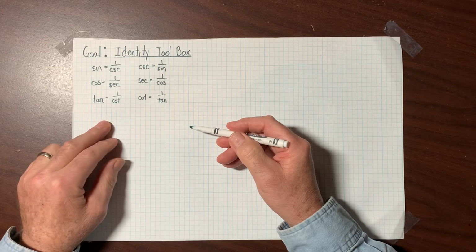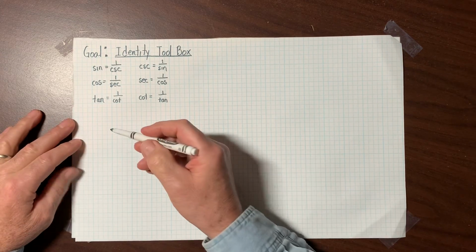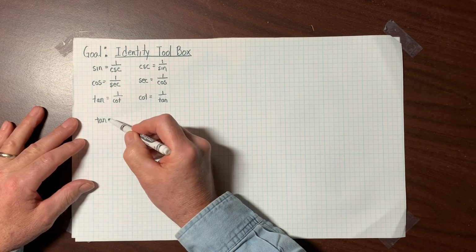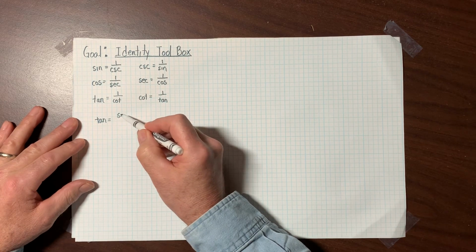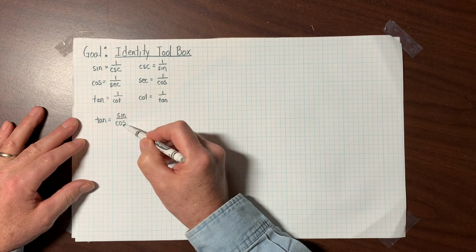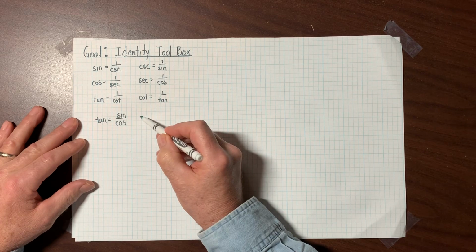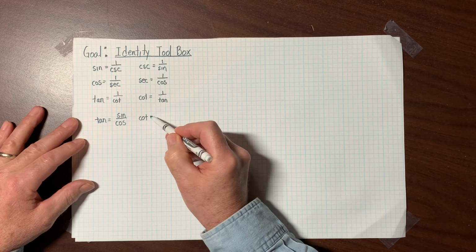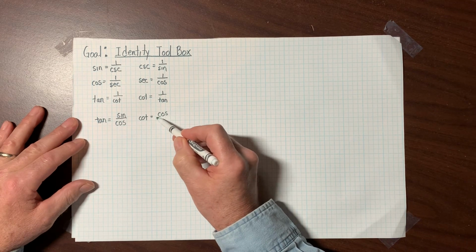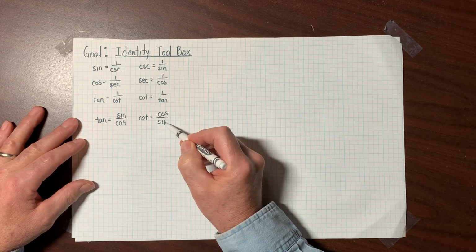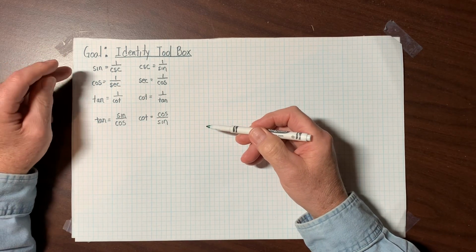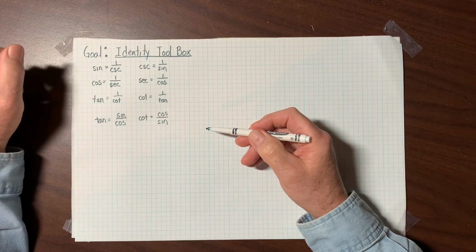The next 2 you're also familiar with. We learned long ago that the tangent is equal to the sine over the cosine, and that the cotangent would then be the reciprocal of that, the cosine over the sine. So there you have the first 8 tools in the identity toolbox.